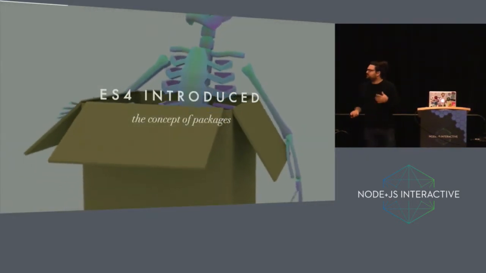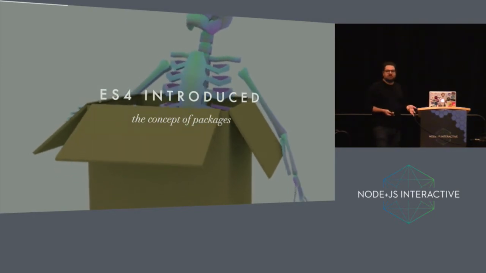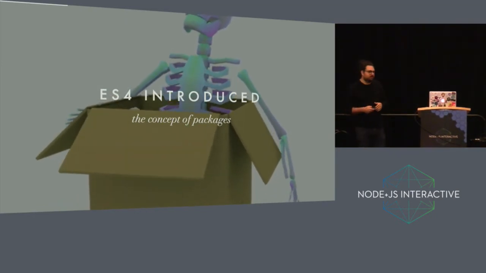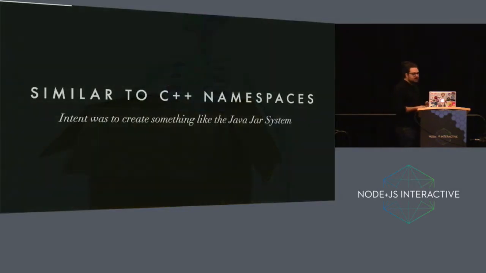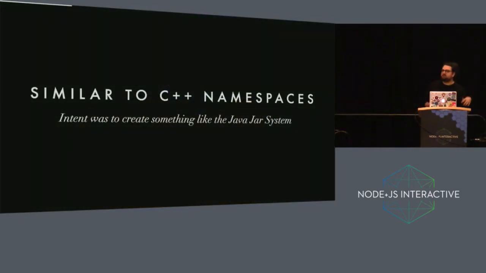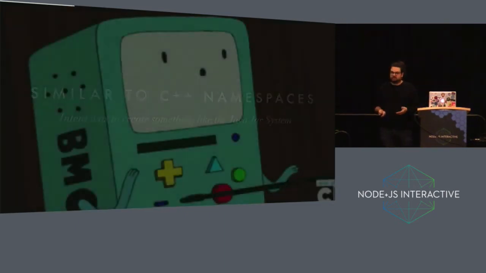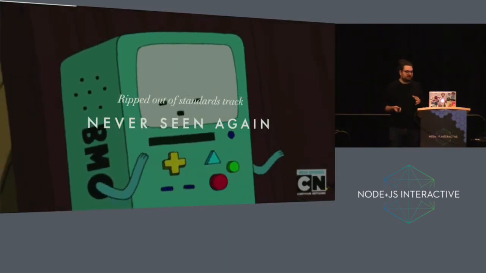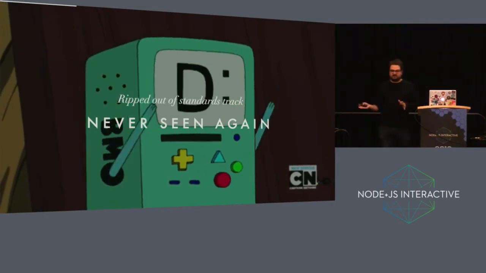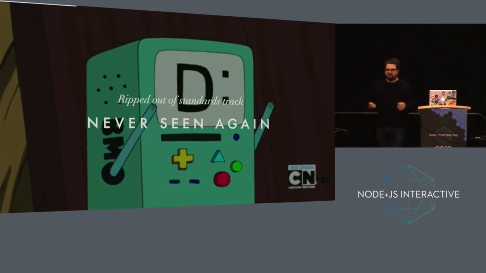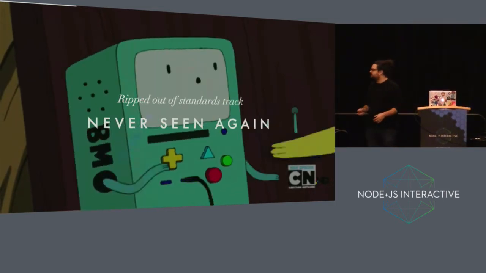And ES4 introduced the concept of packages, and if many of you know the history of ES4, you'll know that this is not a story that ends well. But the original implementation was similar to C++ namespaces, and the intent was to create something like the Java jar system. It was ripped out of the standards track and never seen again. Not just the modules, but ES4 altogether. It's the JavaScript that never existed.